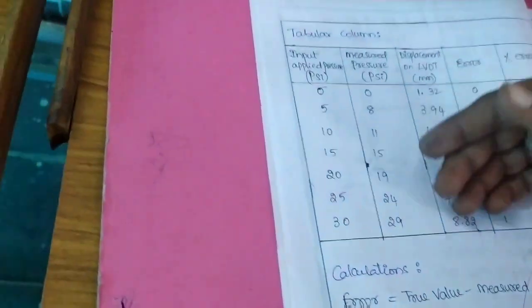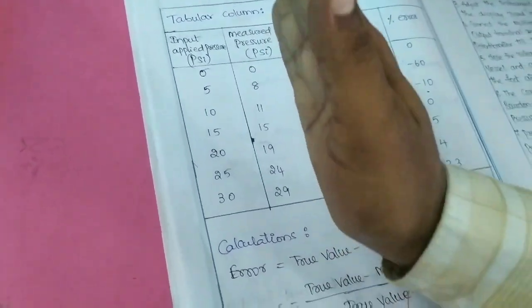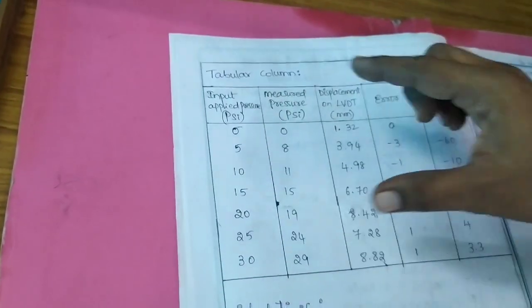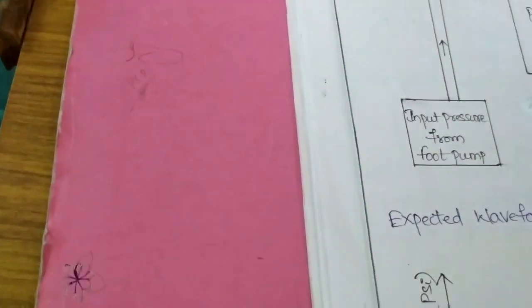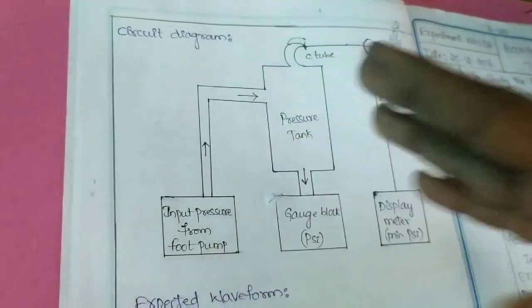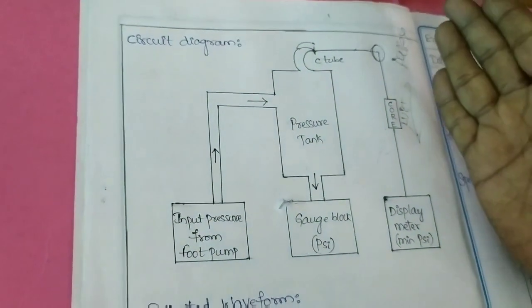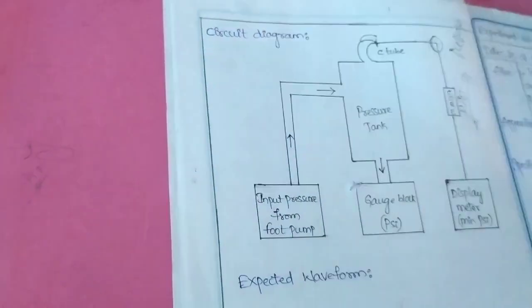Like that, you can take any 10 values randomly. For the 10 values, what the Bourdon pressure tube is showing is called the measured pressure. So, input applied pressure and measured pressure. For each reading we have to take the displacement, which will be shown by this LVDT. Here, this pressure is related to the input applied air pump. The movement of this LVDT is proportional to the movement of this C tube, and the movement of this C tube is proportional to the input applied pressure.